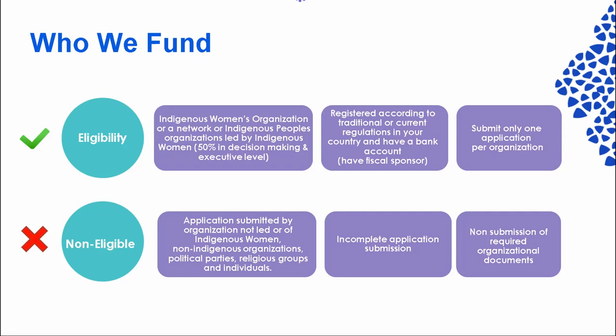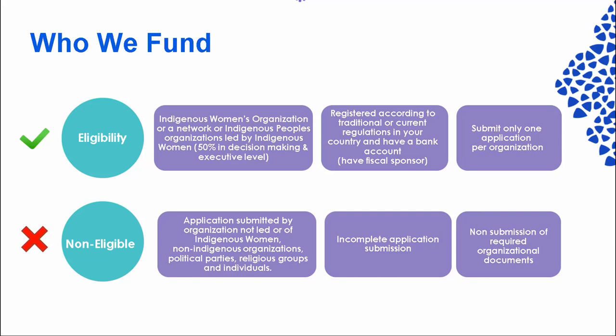Second is indigenous people's organizations led by indigenous women. What does this mean? 50% of the decision-making board or executive council should be composed of women, and not only in decision-making, but also at the executive level, especially in the implementation level, 50% of the staff should be indigenous women. So those organizations are eligible to apply. Secondly, the organization must be registered under the traditional regulation or the current government administration in your country and have a bank account.